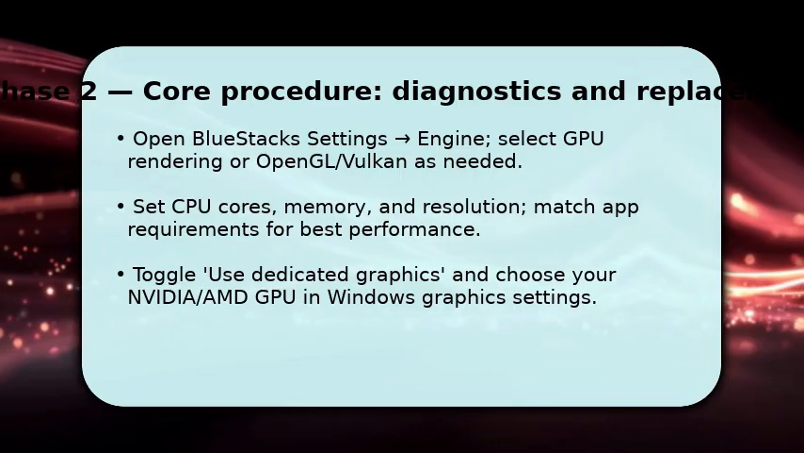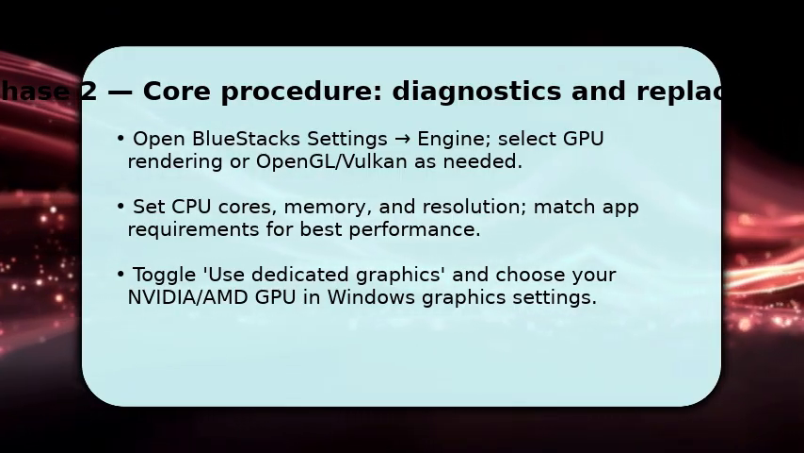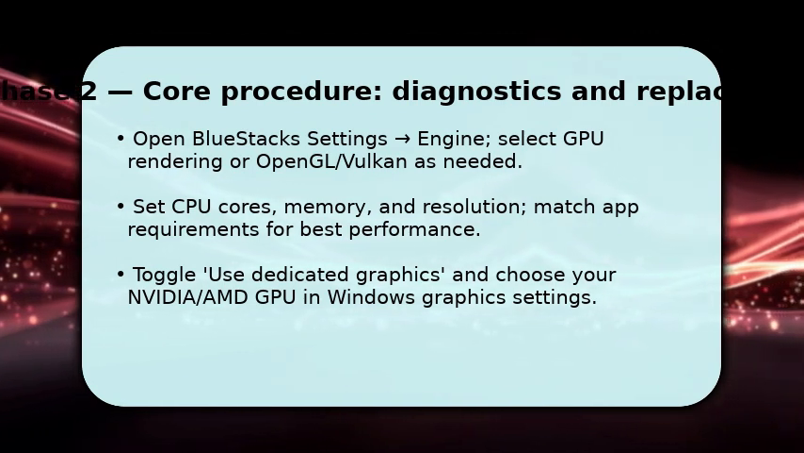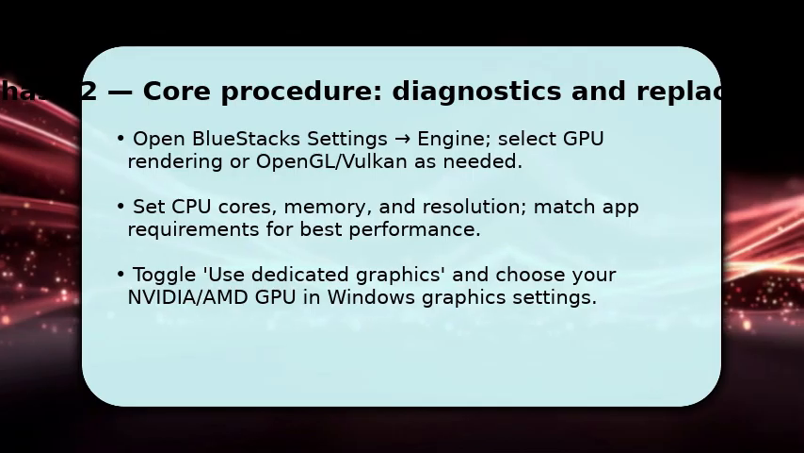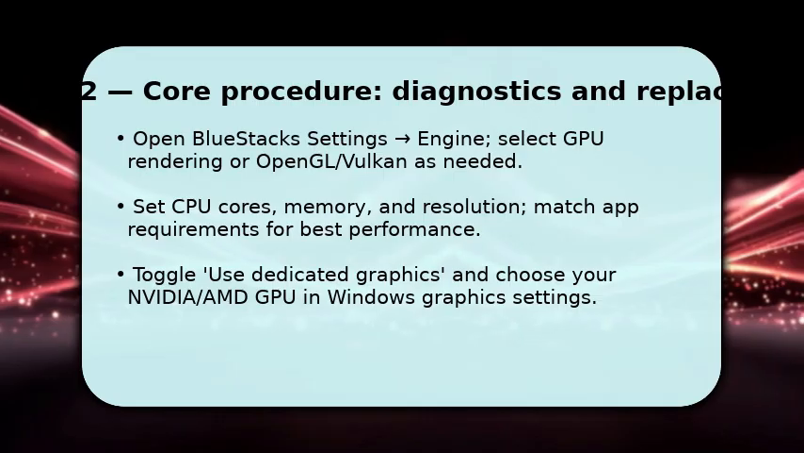Once set, go to Windows Graphics Settings, add BlueStacks and force high performance, selecting your dedicated NVIDIA or AMD GPU. You do this to ensure the emulator routes rendering to the discrete card rather than integrated graphics.